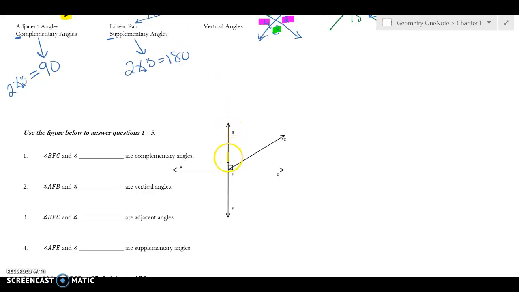So I have B, F, C, which is this angle here. And it's asking me for an angle that's complementary. Well, you have to remember that complementary angles are 90. So I have to figure out which other angle makes that box. And it's this angle here. And that angle name is DFC. Okay, so I'm going to erase that.